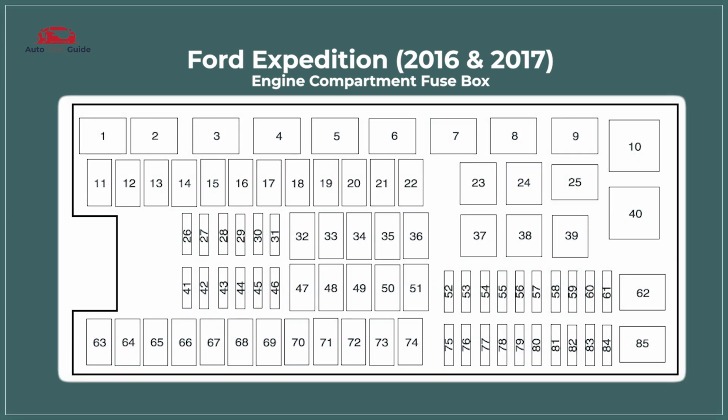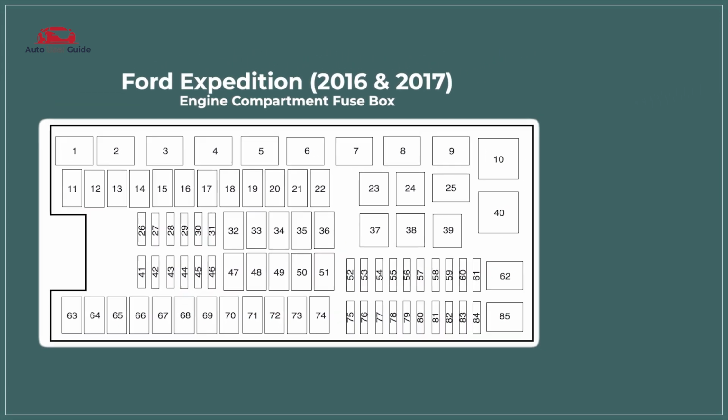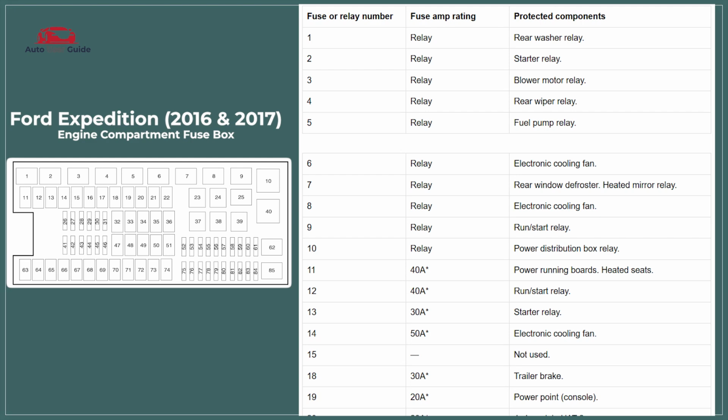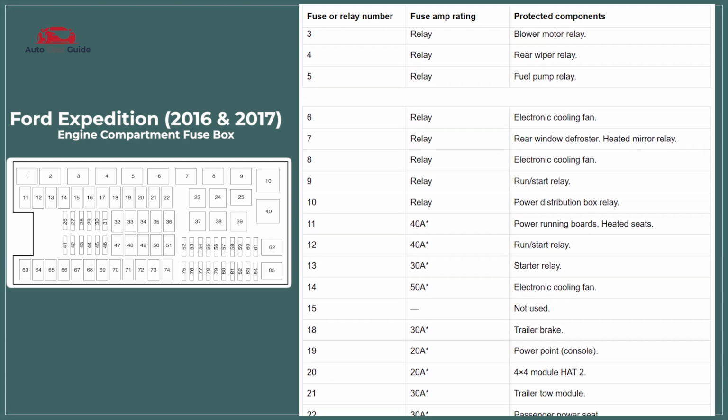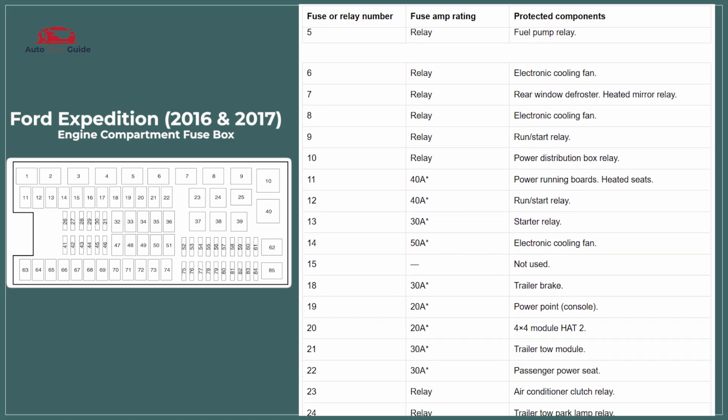The engine compartment fuse box in the 2016 and 2017 Ford Expedition manages power delivery to vital components including the PCM, ABS, fuel system, and cooling fans.